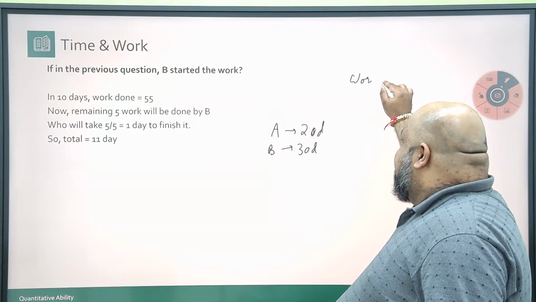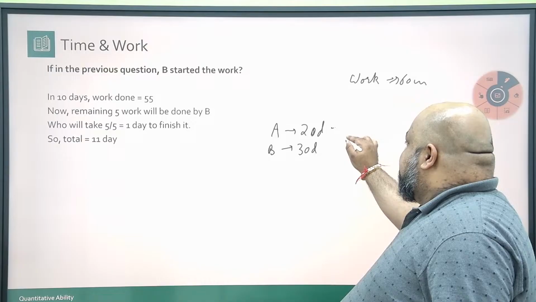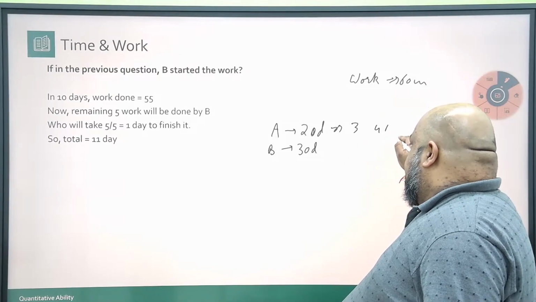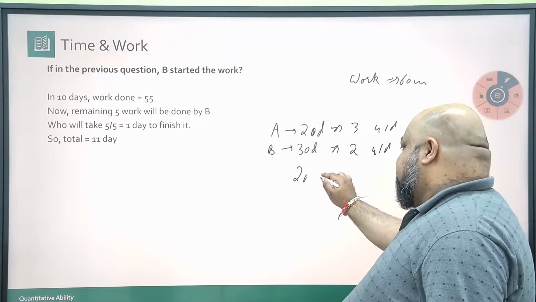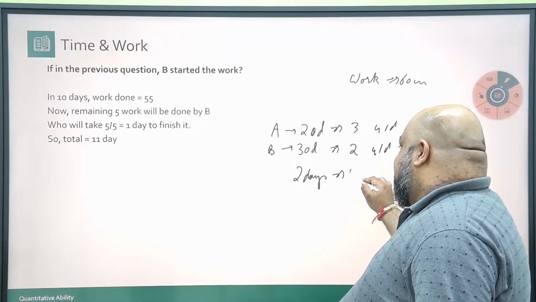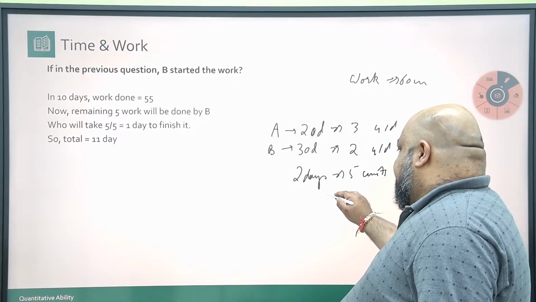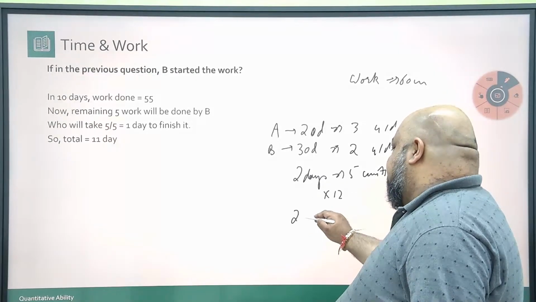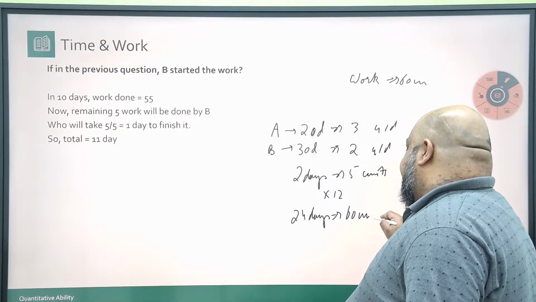If the work is 60 units, efficiency of A will be 3, B will be 2. So in 2 days, they will do 5 units of work. और ये पैटर्न पूरा रिपीट हो जाएगा 12 times. So in 24 days, they will finish 60 units of work irrespective of who starts.